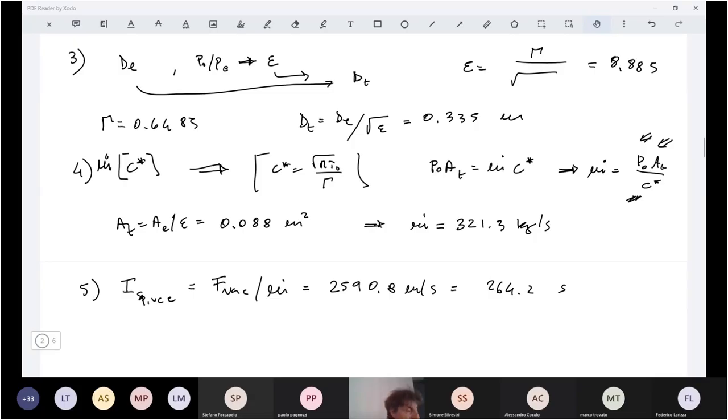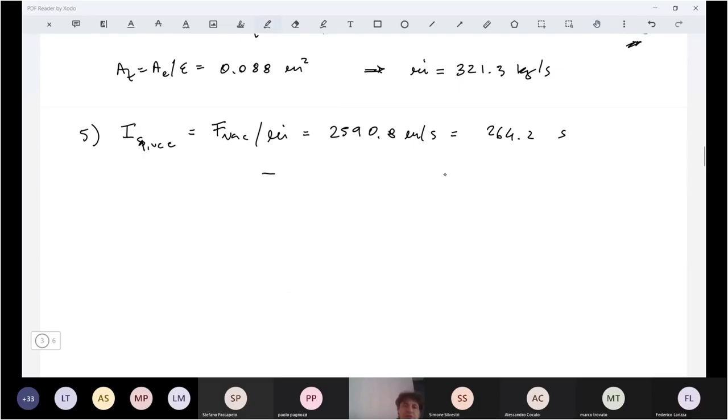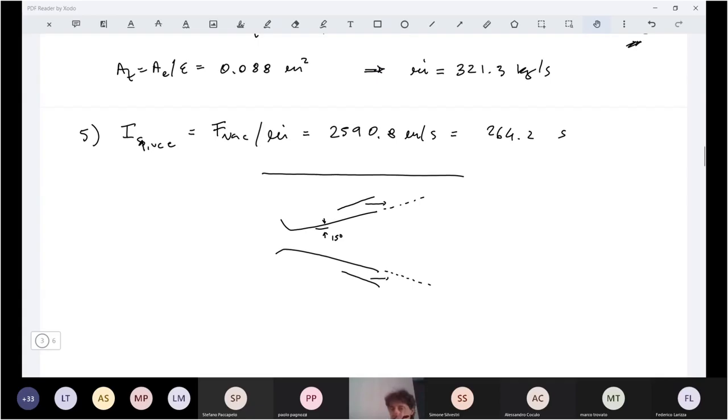So a final exercise on this will be that of considering a special nozzle, which is done this way. You have a conical shape, a 15 degree angle, and you also have here something like this, which is a truncated cone that can move in this direction, so that we can change the area ratio at a given altitude. So this is an extendable exit cone nozzle.